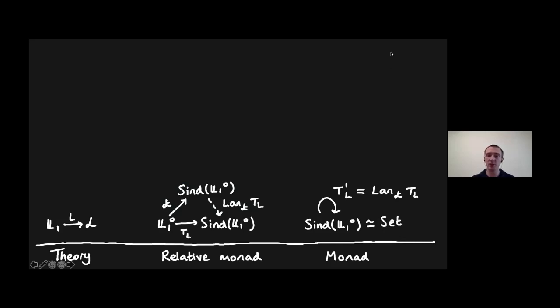And so, as we said before, this sifted co-completion is exactly the category of sets. So to reiterate, when we take a first order, an ordinary algebraic theory, we generate the relative monad associated to it, and then generate the monad, we get a monad on the category of sets. And it turns out this is exactly the usual monad that is generated in the classical monad theory correspondence.